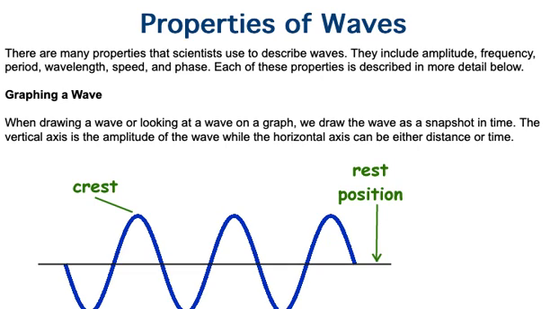Properties of waves. There are many properties that scientists use to describe waves. They include amplitude, frequency, period, wavelength, speed, and phase. Each of these properties is described in more detail below.